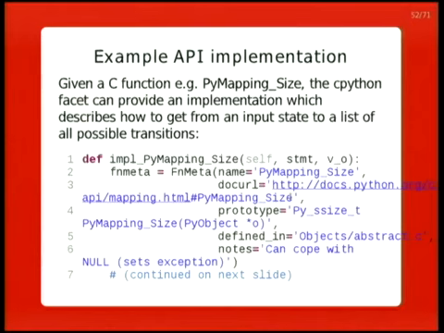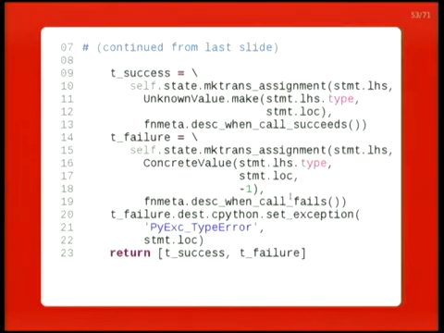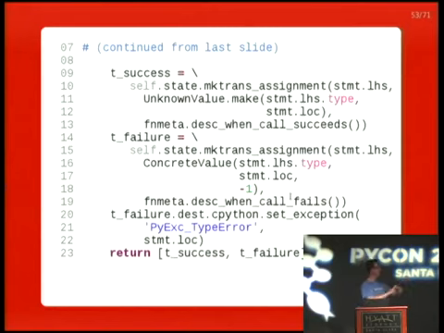So we have an impl, for example, PyMapping_Size is one entry point. It's rather word-wrapped, line-wrapped, but we have some metadata. And then at line 9, we'll have a transition representing success of this call, where we'll make a transition representing an assignment to the left-hand side of an unknown value of the appropriate type, and we'll annotate it with a description saying this is PyMapping_Size succeeding.